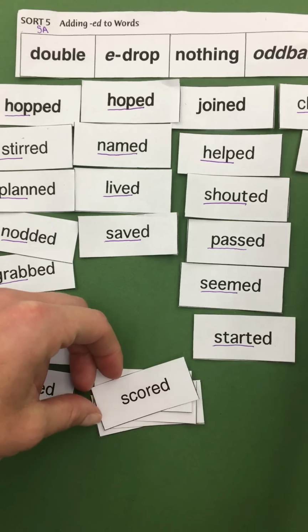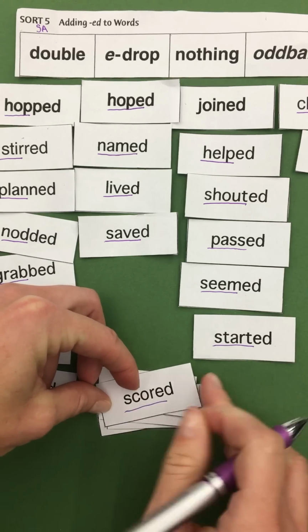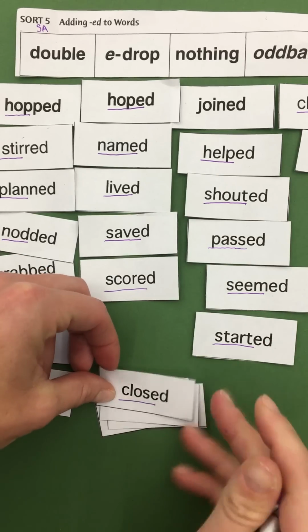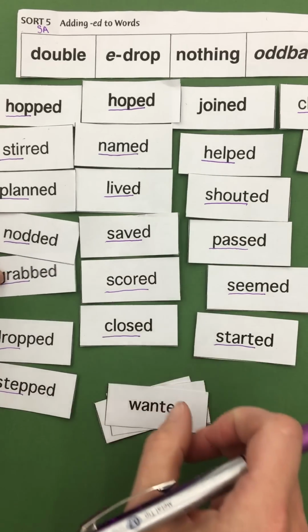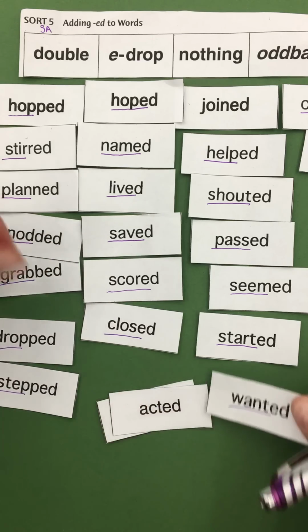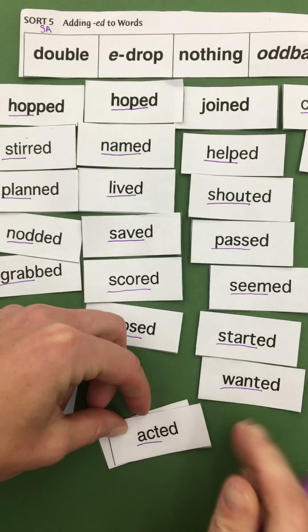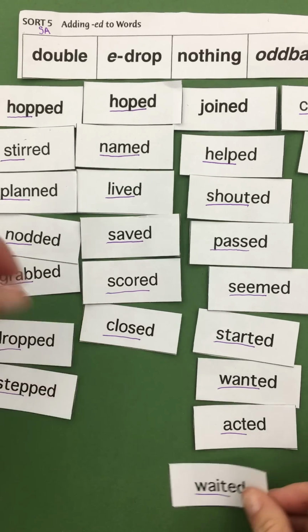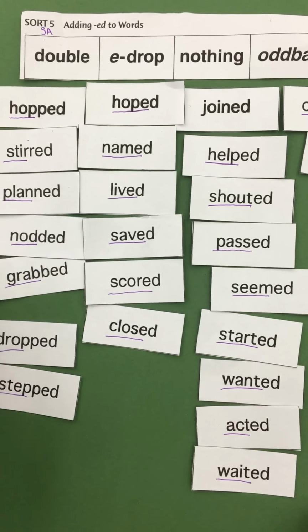So that's an oddball. Scored. We had to drop that. Close. So silent E words, we're just adding D. Wanted. So just add ED, acted, and waited. So take a look at that. What are we learning here? At the end of your sort, you should be able to explain what we are learning. What is the pattern here?